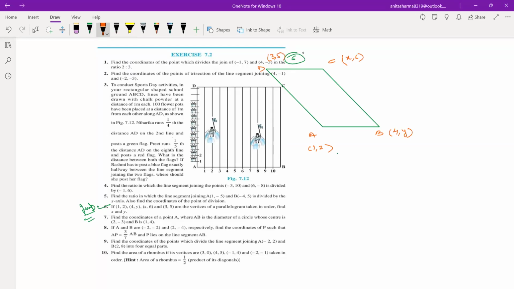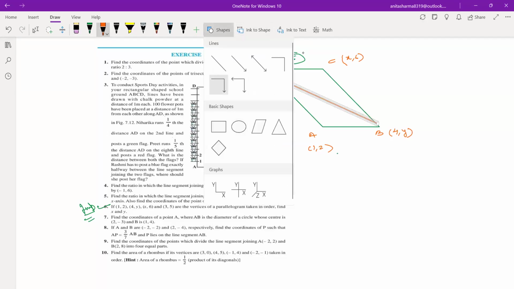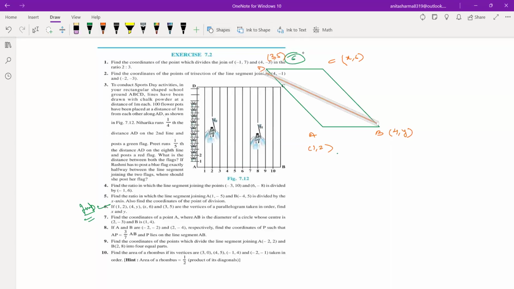Okay. So children, we know that the diagonals of a parallelogram intersect each other or not? Intersect or bisect? Yes, children, they bisect each other. So it means the midpoint of AC will be equal to the midpoint of BD, right, beta?